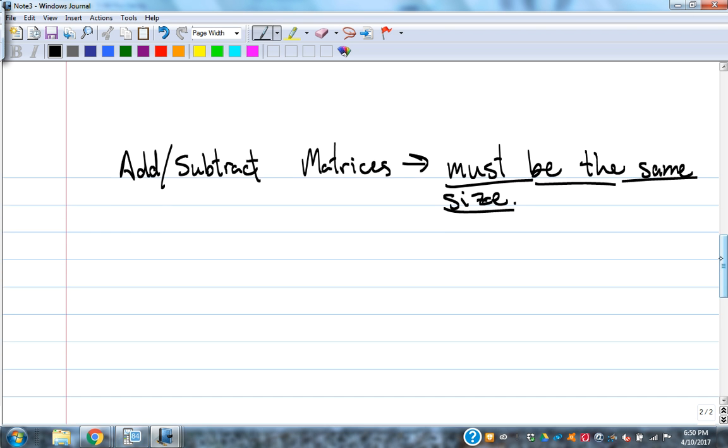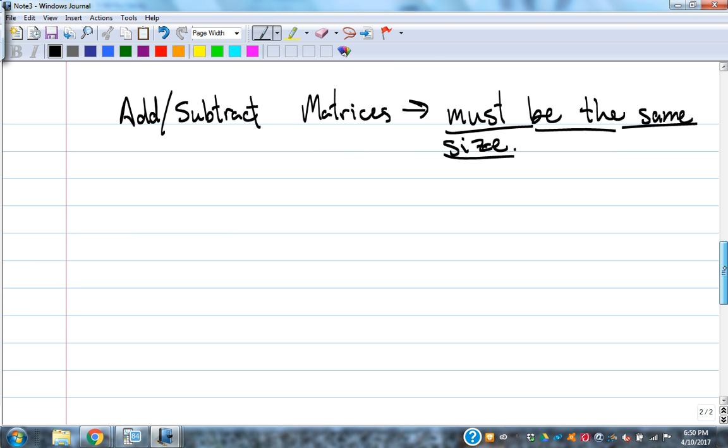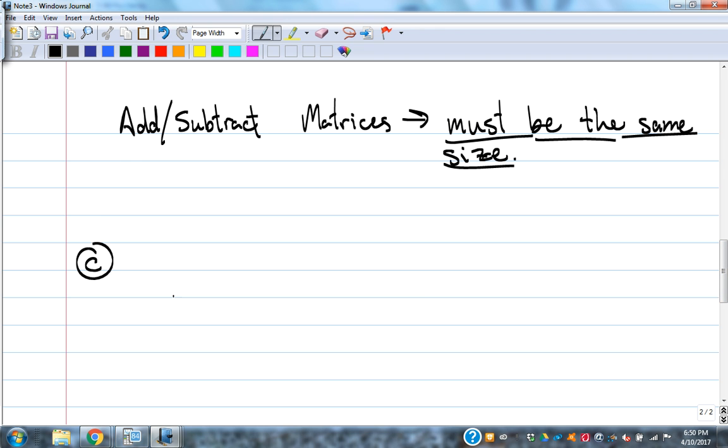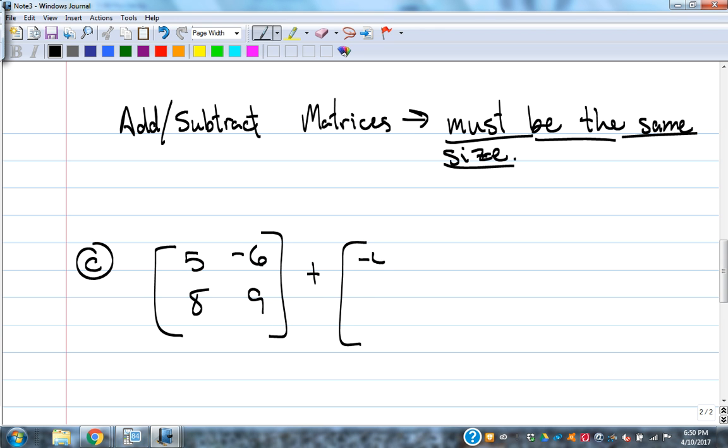Which letter are we on here? C? Is that right? Yeah, C. All right. So let's say we got a couple of easy ones. 5, negative 6, 8, 9, plus negative 4, 6, 8, negative 3. So what size is the first one? 2 by 2. Is the second one 2 by 2? So that means it's legal to add them. So we're going to add those two together.